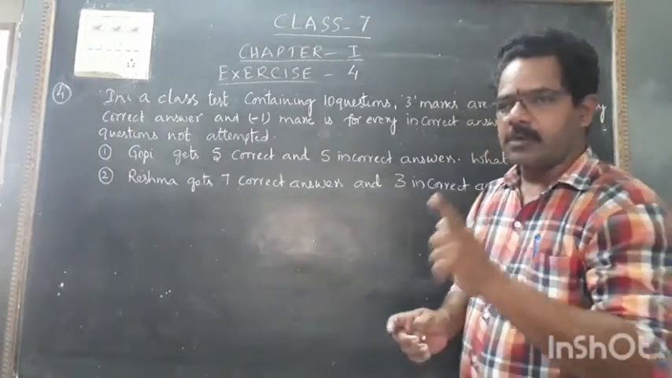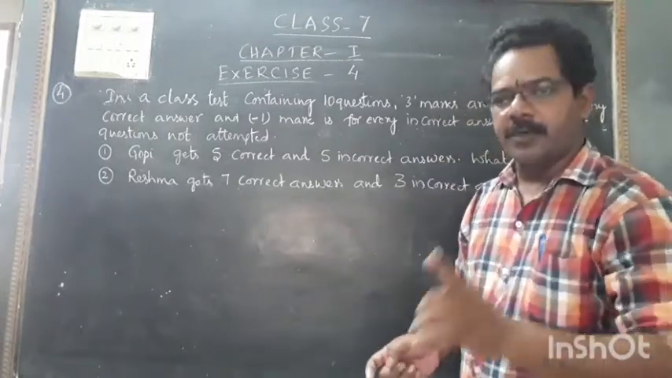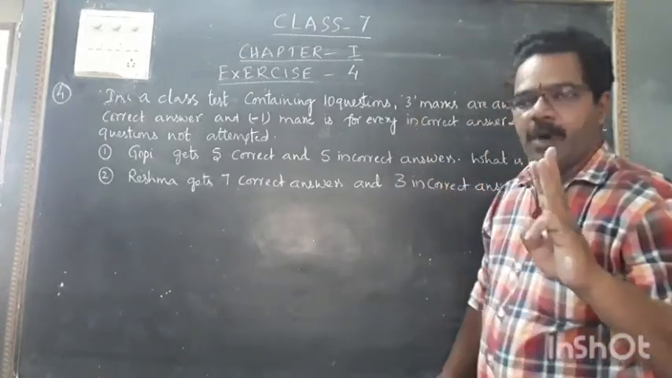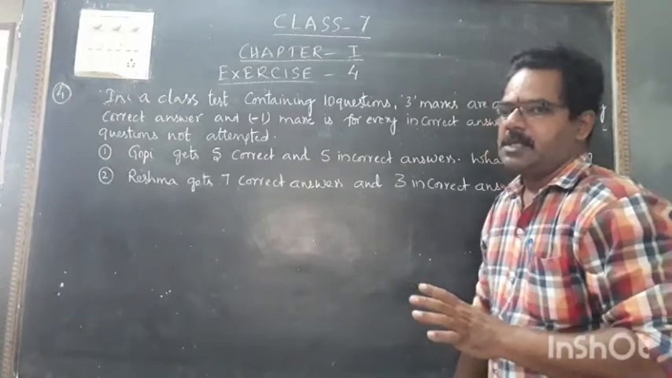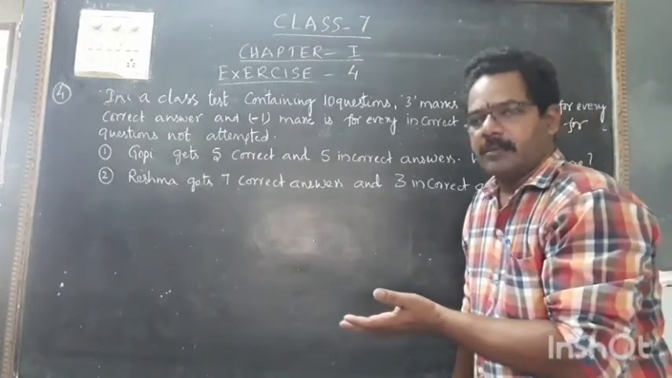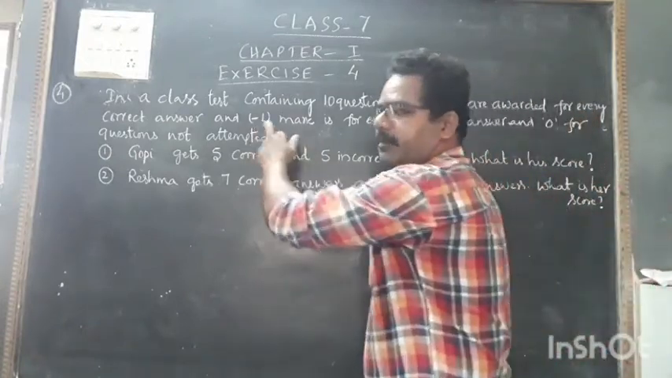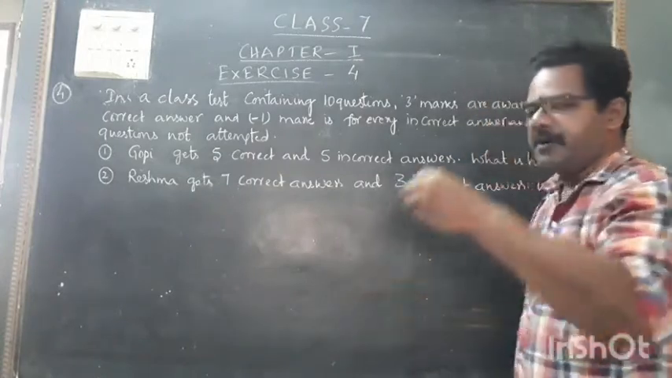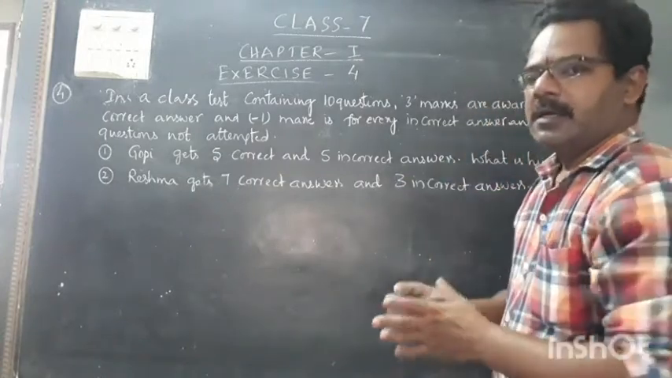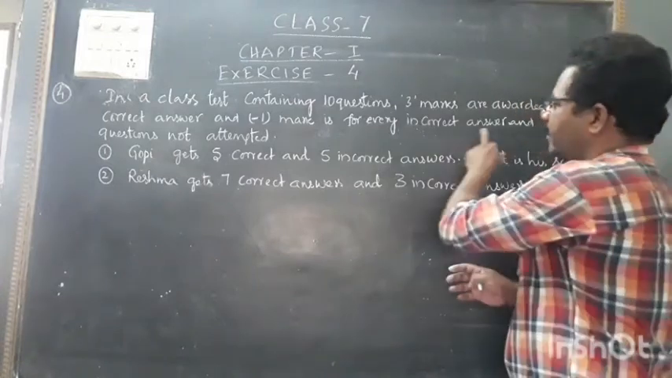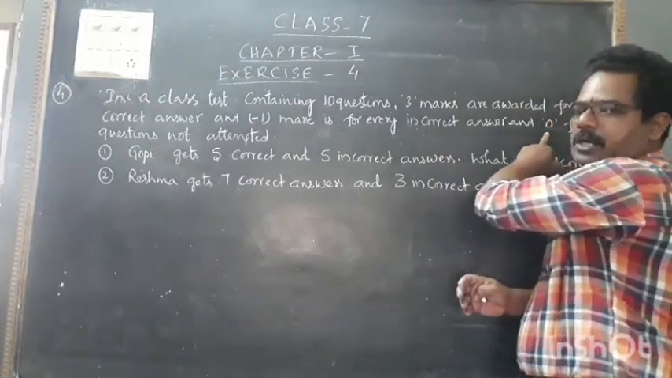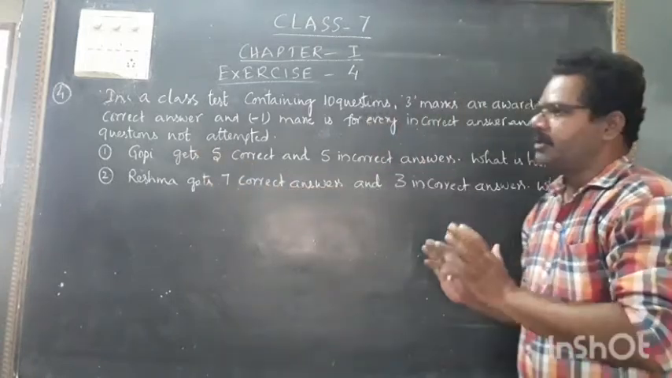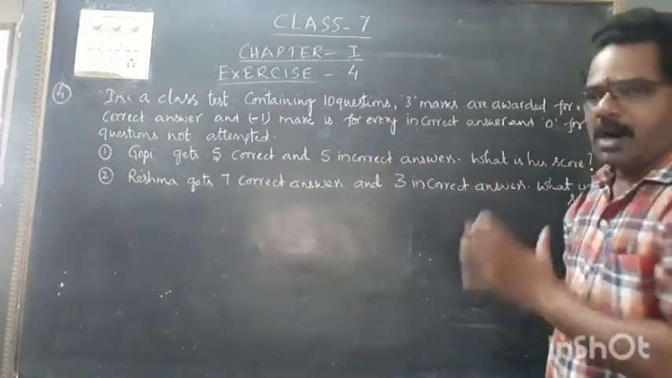If you give the correct answers, each question carries 3 marks. Suppose you have given a wrong answer, then I will deduct 1 mark, that means minus 1 mark. And if you did not attempt the questions, then I will award 0 marks for questions not attempted. Okay. So this is the class test and marks.